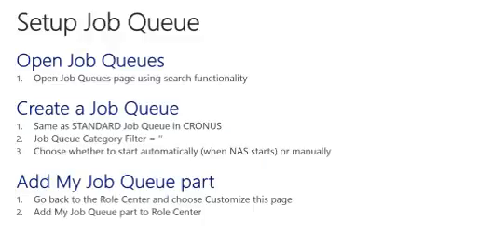To resume the first step, to set up a job queue for report processing, you just have to search for the job queues list page and then create a brand new job queue that is similar to the standard one that you find in the Cronus database. You have to leave the job queue category filter blank, and then choose how to start the job queue, manually or when NAS starts. Last, you have to go back to your role center and then select customize this page, and after that select My Job Queue and add it as a part to the role center.